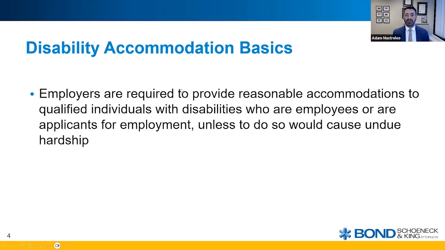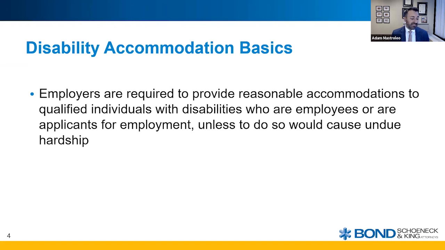All right, so without further ado, let's get right into some disability accommodation basics. The general rule, and I don't think I'm telling anyone anything they don't already know, is that employers are required to provide reasonable accommodations to qualified individuals with disabilities who are employees or are applicants for employment, unless to do so would cause undue hardship. This is the general rule, and we'll walk through how this rule is implemented and what it requires you to do in just a minute. But I wanted to give you the quick overview, the general rule, first.